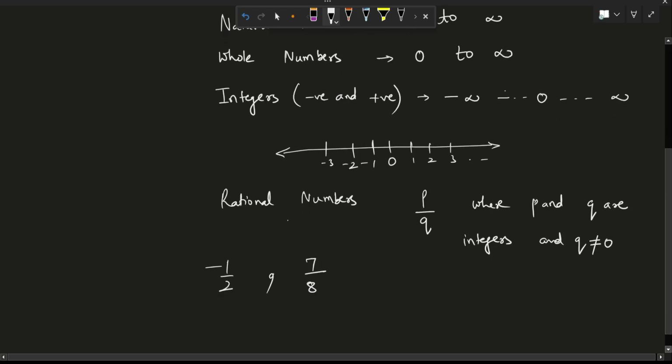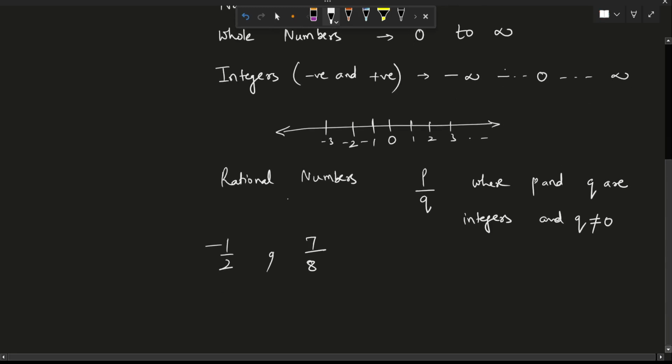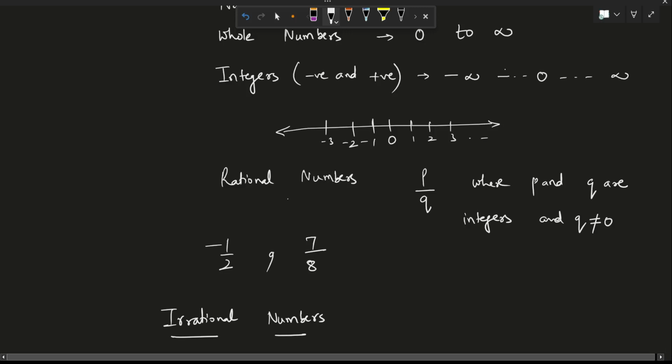Now, one new thing that you are going to learn in the ninth grade is irrational numbers. Now, what are these irrational numbers? You have learned square roots, cube roots in 8th grade. So, square root of 2, square root of 3, root of 5, root of 7. All these numbers are called irrational numbers.